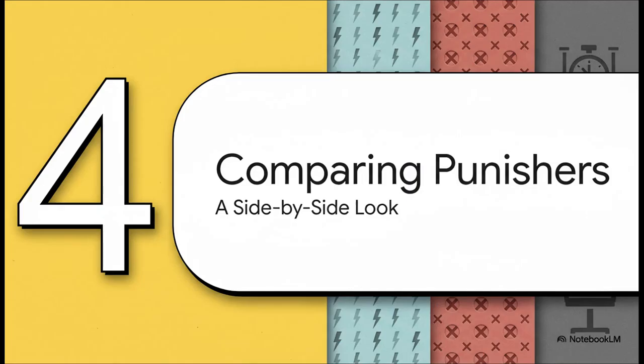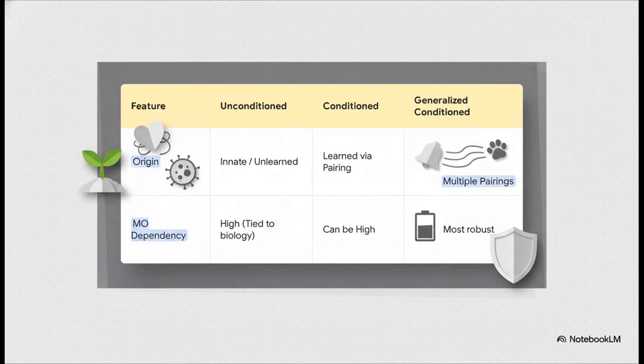Okay, so we've gone through all three types. Now, I think the best way to really lock this in is to put them all side by side and see how they stack up against each other. Let's break this table down.